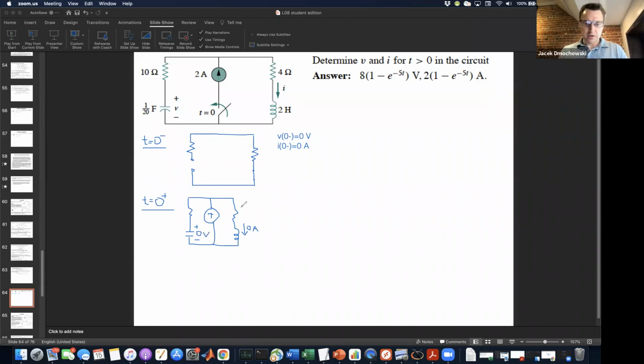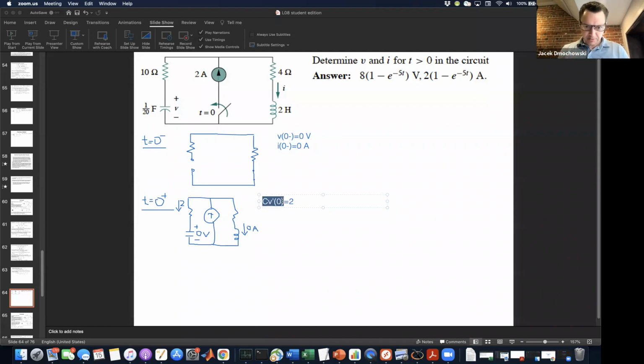Why? Because of continuity. Since there's no current flowing down the right branch, the full 2 amps coming out of this current source has to be flowing down the left branch, which is important because we can use that to get the initial condition for the capacitor voltage. Namely, we have that CV prime at time 0 is equal to 2.